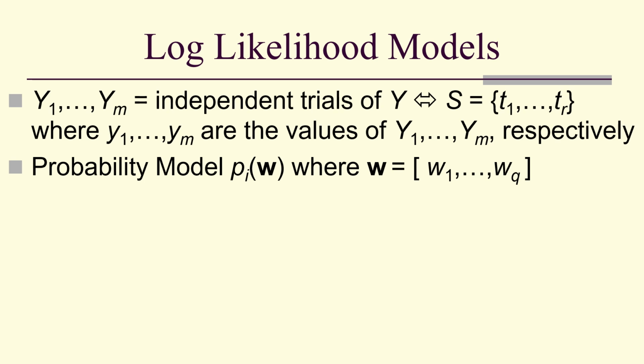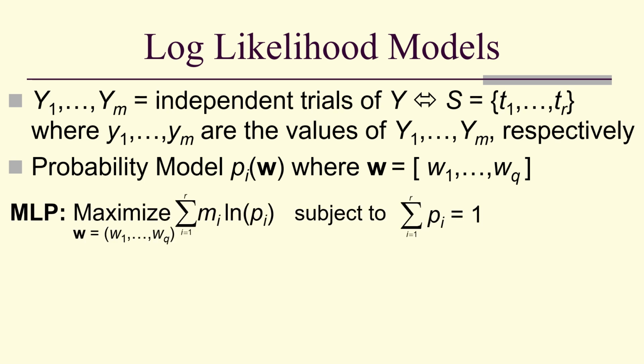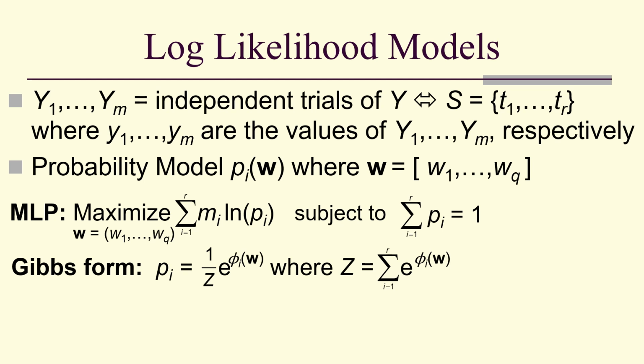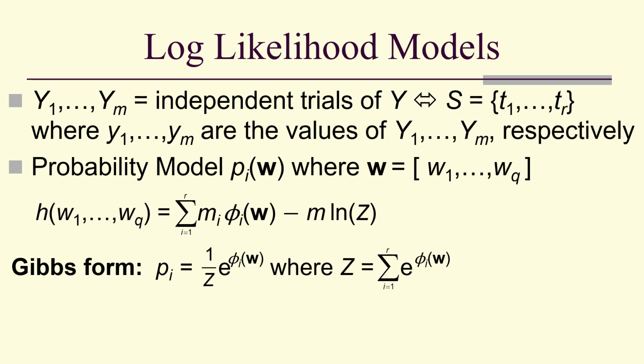So our goal is probability models depending on these weight vectors. And our maximum likelihood problem is what we use to find them. Now, we're going to use a Gibbs form, the old Gibbs form, but notice that the sum of the p sub i's is 1, so we've already satisfied our constraint. And we can replace the log p sub i in the summation remaining, and we end up with this. And we're going to call that a function h, and we're going to set the derivative of h equal to 0 because we're trying to maximize likelihood.